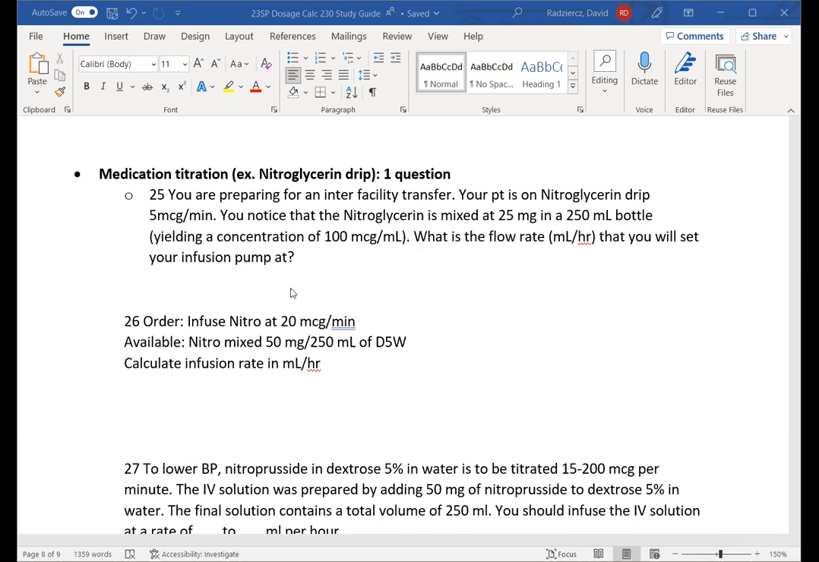This has good additional questions about micrograms per minute and things of that nature, and then converting that to flow rate. If we're not talking about drops, we're talking about milliliters per hour. So it tells you that we're going to start a patient on a nitroglycerin drip at 5 micrograms per minute. The nitroglycerin is mixed at 25 milligrams in a 250 milliliter bottle, and then it gives you a concentration of 100 micrograms per milliliter. It wants to know what the flow rate is in milliliters per hour.